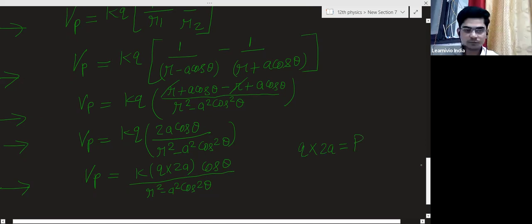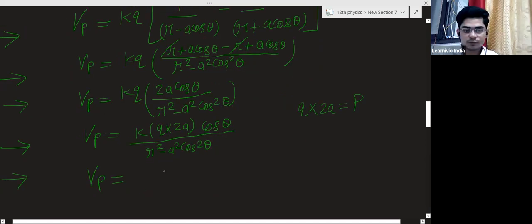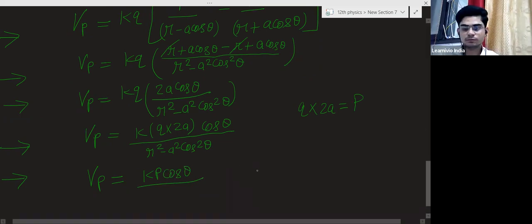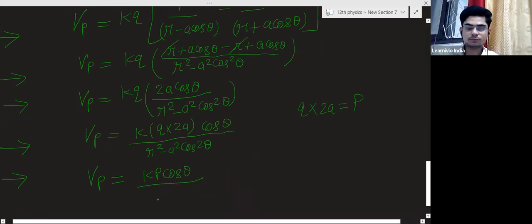So we can write it as Kp cos theta divided by r square minus a square cos square theta. Okay, so this is the final expression for the dipole.